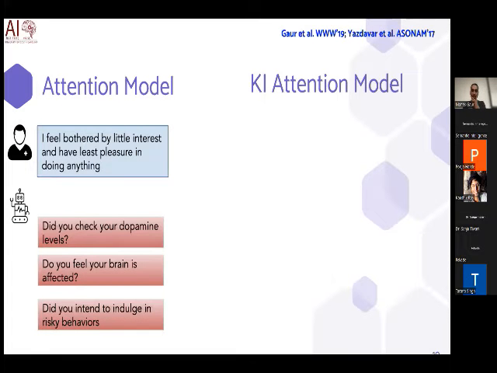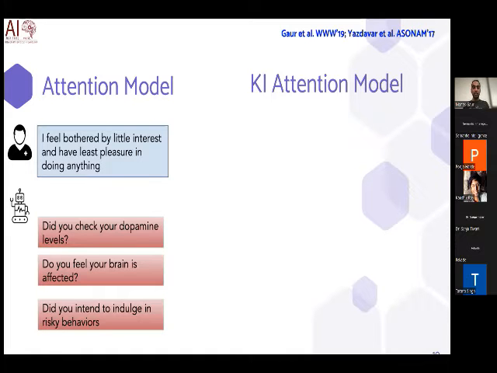So how does this thing look like? What's actually happening under the hood when we are mapping this information? Essentially, on the left you see an attention model. The system is asked a question by the person: "I feel bothered by little interest and have little pleasure in doing anything." And these are the questions that the model has generated.